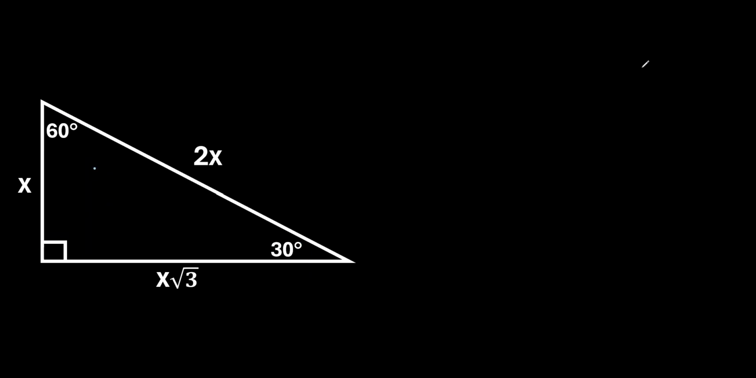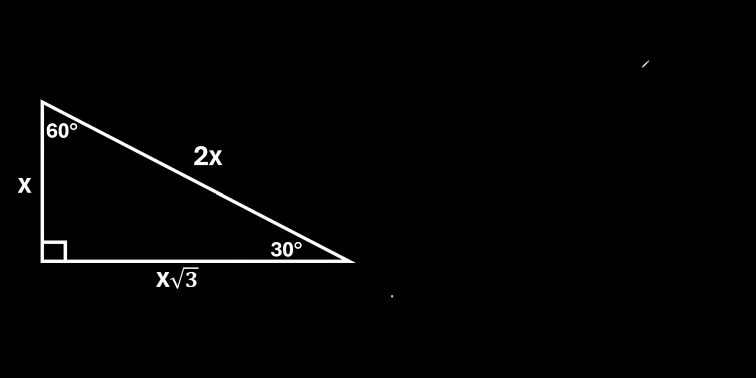Now, when we have this type of triangle, the side that touches the 60 degrees, we can say has a length of x. And whatever this x is, the hypotenuse, so the longest side of the triangle, must have a length of 2x, so double that length. And the other side of the triangle that touches the 30-degree angle must have a length of x times the square root of 3. So this is the relationship between the sides.